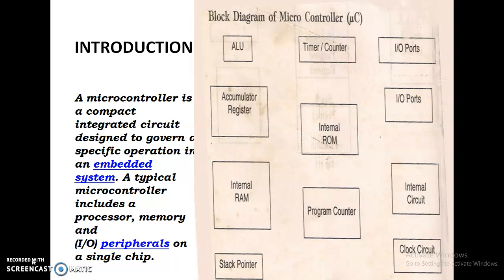A microcontroller is a compact integrated circuit designed to govern a specific operation in an embedded system. As the definition says, a microcontroller is designed for a specific operation in an embedded system. For example, a voting machine. The microcontroller in a voting machine is designed in such a way that it carries out the entire operation of the voting machine.